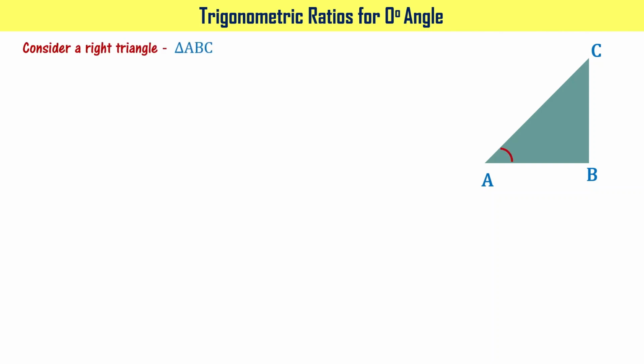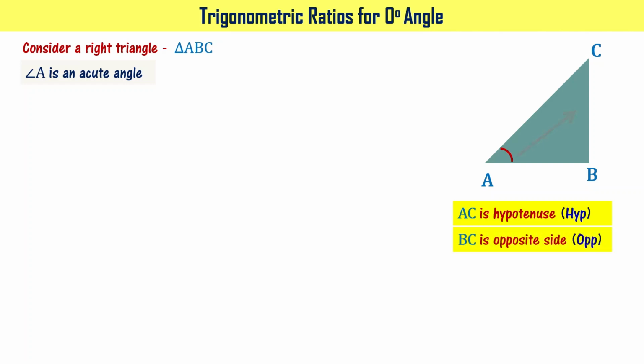Consider a right triangle, triangle ABC. For this triangle, AC is hypotenuse. And if you consider angle A as the acute angle, then BC is the opposite side and AB is adjacent side to angle A, right? If we shrink angle A, what happens? Let's see.